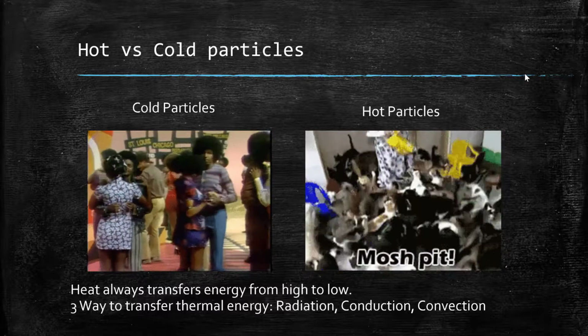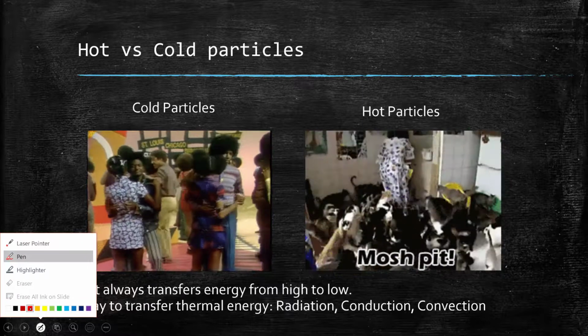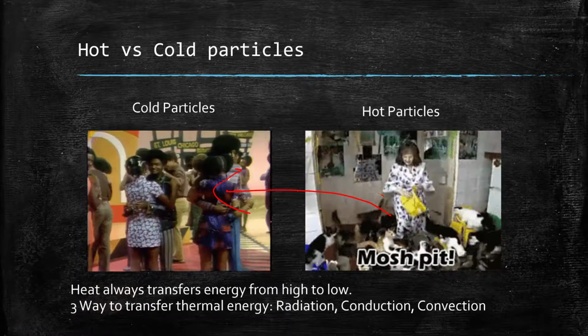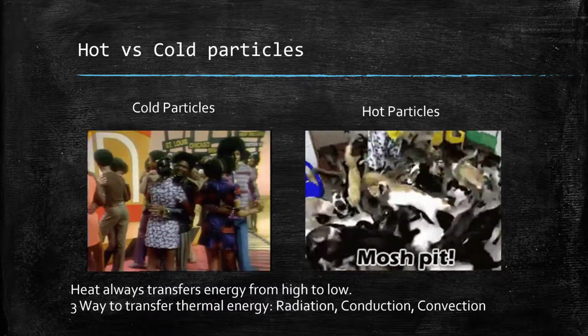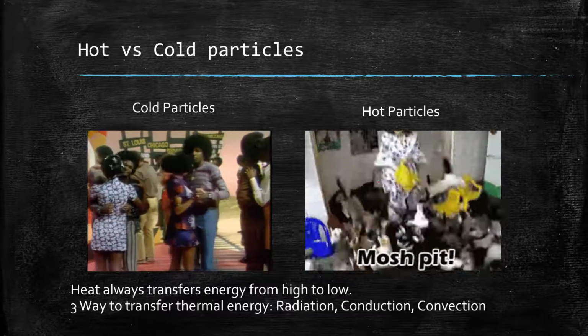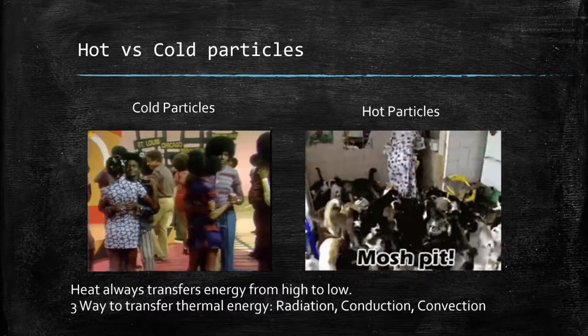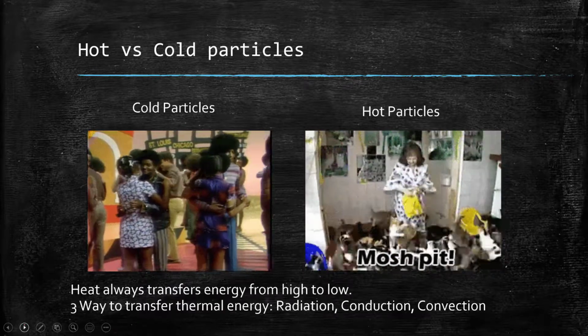So if we had to, thermal energy would be traveling from here over to here, which would then cause those dancers to speed up, but also those cats to slow down. That could be done one of three ways. It could be done through radiation, conduction, convection. We're going to look at each one of these things in the next couple slides.